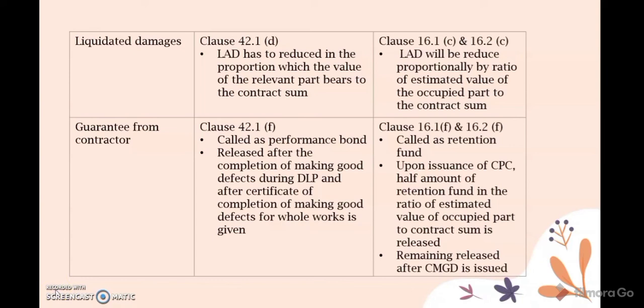For the PAM 2018, as mentioned in Clause 16.1f and 16.2f, the guarantee is called retention fund. Retention fund has the same function as the performance bond. Upon issuance of CPC, half the amount of retention fund, in the ratio of the estimated value of the occupied part to the contract sum, is released. For example, if the retention fund is 5%, then 2.5% is released upon issuance of the CPC, and the remaining 2.5% will be released after the CMGD is issued.